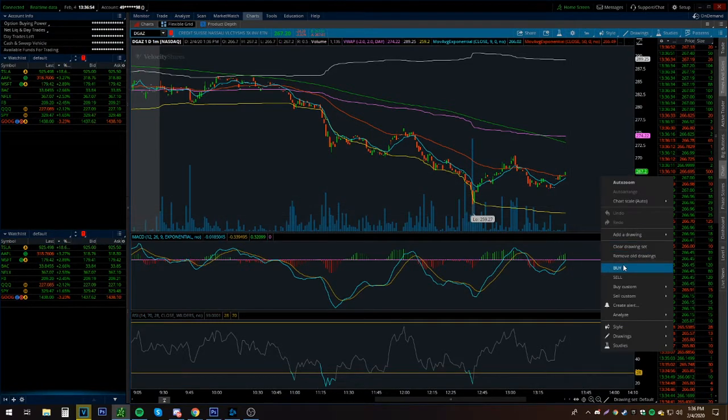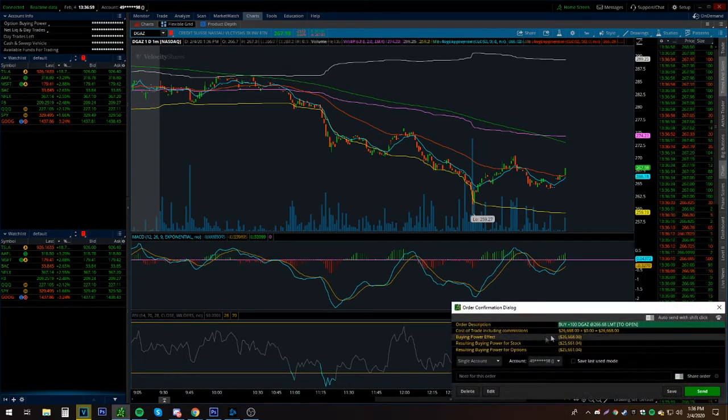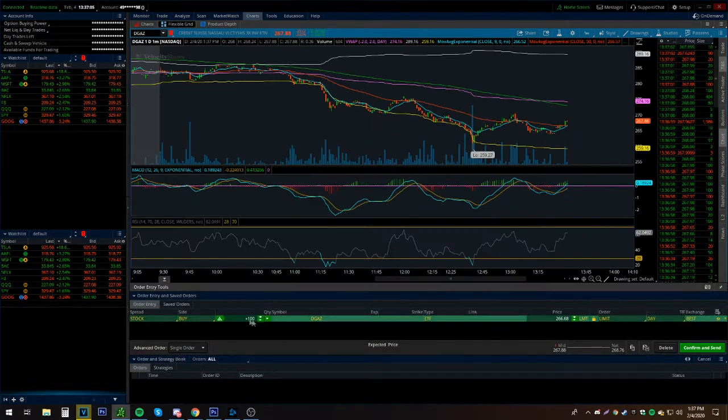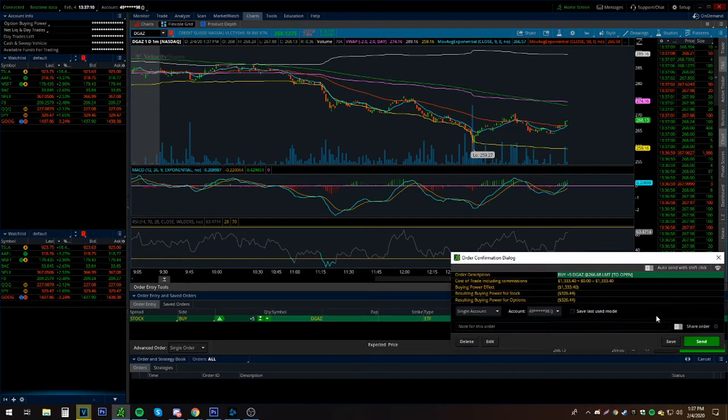So if I want to go ahead and click buy on DGAS, I'm going to right click buy, and it's going to go ahead and give me a default order of 100 shares. Obviously, I don't want to trade 100 shares of this, so I can click edit and I can pretty much change this to whatever I want. So maybe I want 5 shares, and then I can click confirm and send.